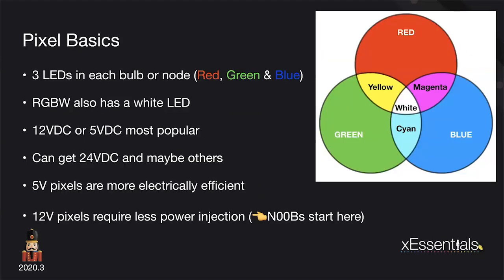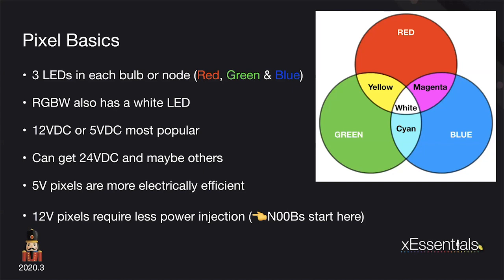You probably know most of this stuff, but I'll take you through some of the basics of pixels. Typically, there are 3 LEDs in each bulb, or node, as we call them: a red, a green, and a blue. Now, with those 3 colors, you can mix them to create other colors. So if you mix red and green, you get yellow. Blue and red, you get magenta, on and on. If you turn all of them on, you get white.